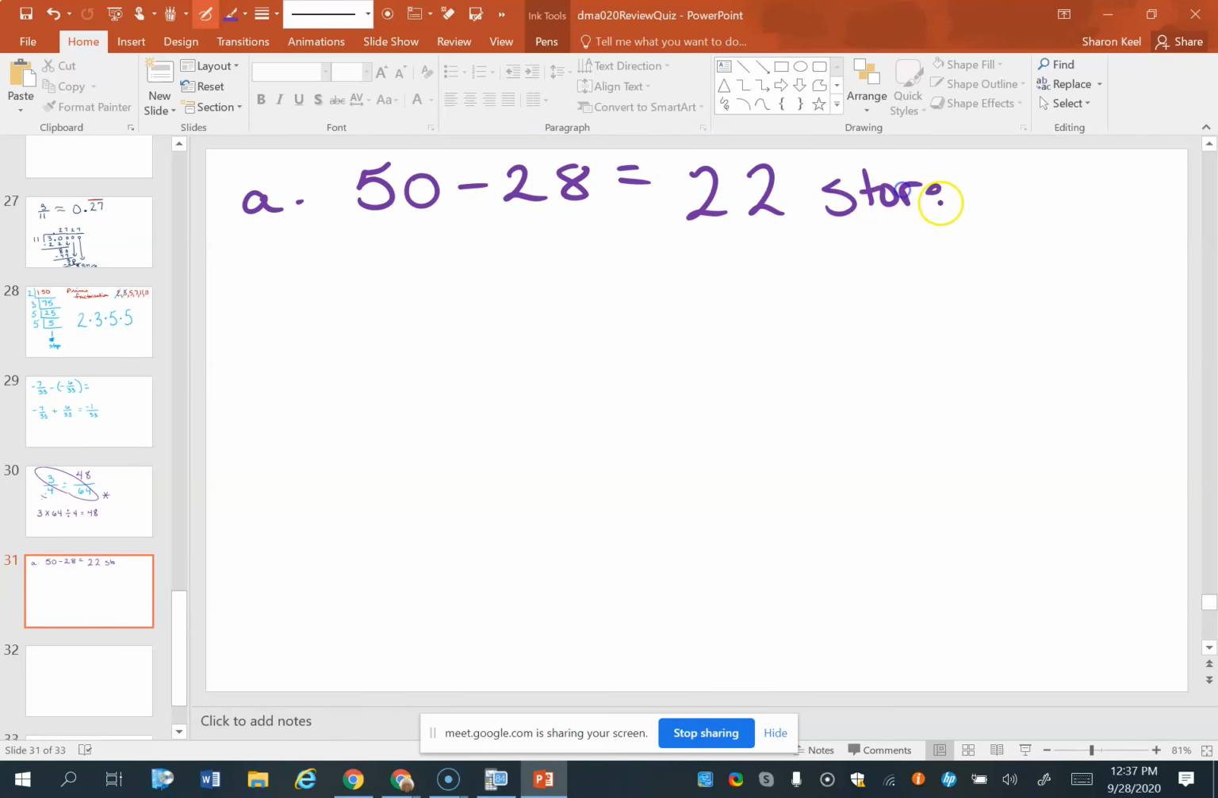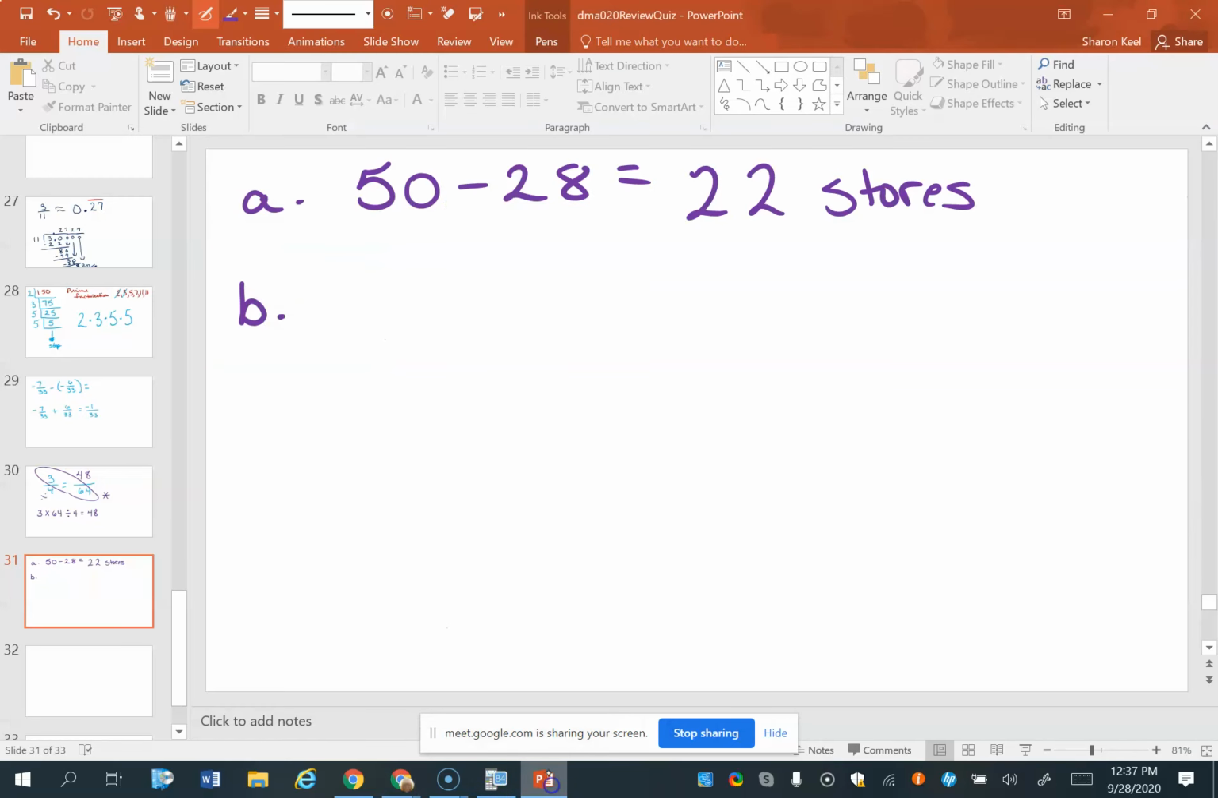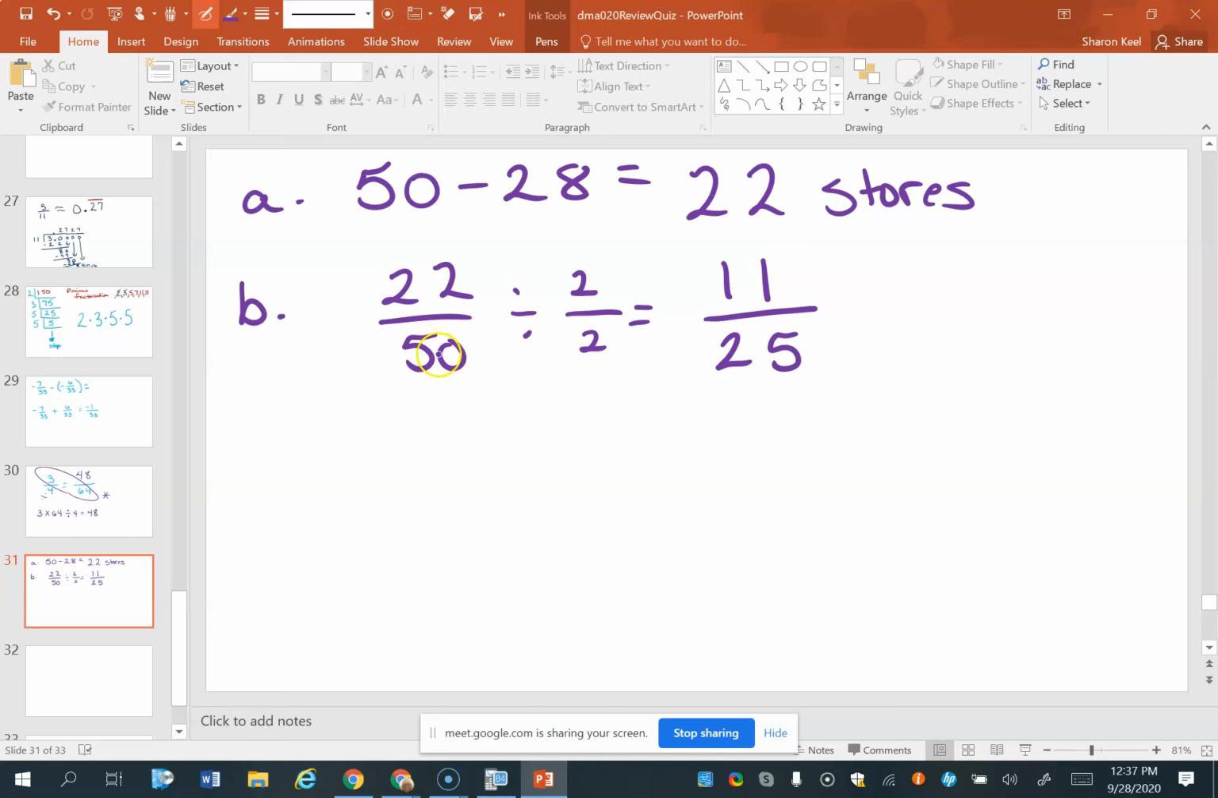For B, they're asking us what fraction of the states do not have a store, and it says to simplify the answer. So we're looking at 22 over 50. Both of these are even. We can divide them in half, and that would give us 11 over 25. And that would be the reduced fraction that we would give. Don't give the 22/50ths. It'll mark that as wrong. You have to still reduce that.